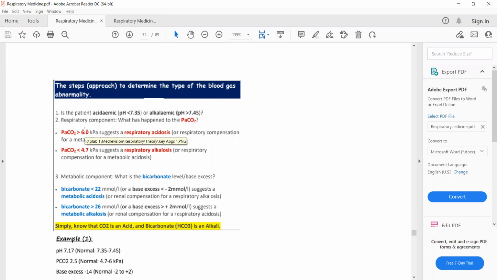Now we need to determine what would be the compensation for respiratory acidosis. To compensate respiratory acidosis, or high pressure of carbon dioxide, the body will compensate through the metabolic component. So what should be the compensation in case of respiratory acidosis? Keeping in mind that bicarbonate is an alkali, bicarbonate ions should increase or they should decrease in case of respiratory acidosis?